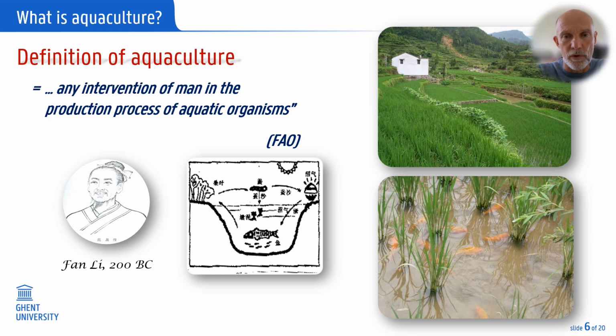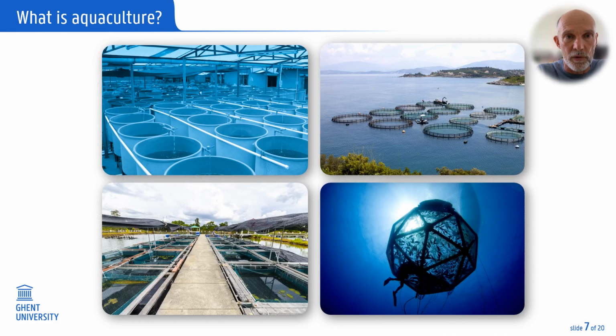Now, what is aquaculture specifically? It is defined as the intervention of man in the production process of aquatic organisms. Any intervention. That means that simply adding fertilizer to a water body where fish are occurring is already considered as aquaculture. And this is a practice that was described already more than 2000 years ago by Chinese farmers. However, nowadays, since modern aquaculture developed in the late 80s, it has rapidly developed into a very successful primary production bioindustry.